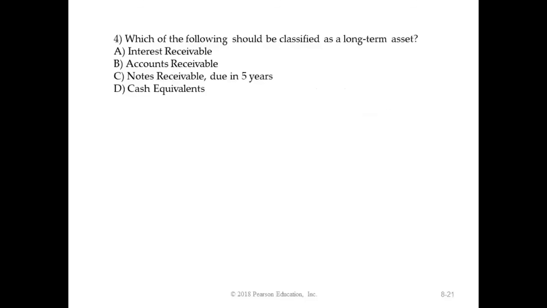Number four, which of the following should be classified as a long-term asset? A, interest receivable? No. B, accounts receivable? No. C, note receivable due in 5 years? Definitely. C is the answer. Because again, it's due in 5 years, so that's going to be considered a long-term asset.